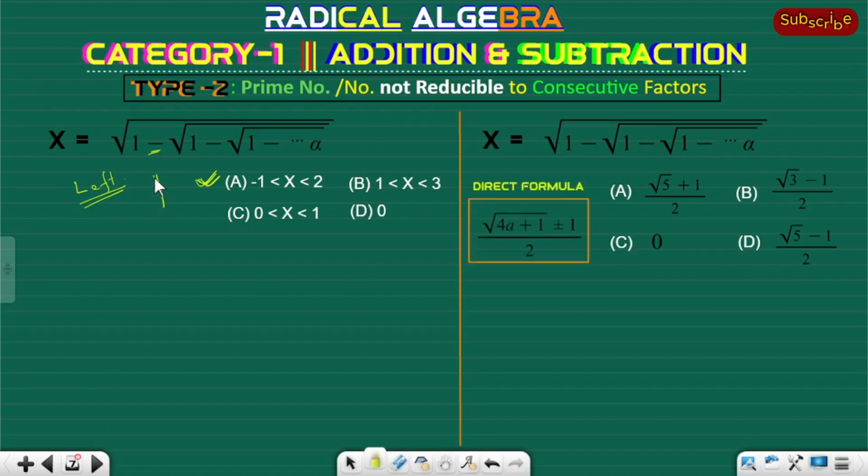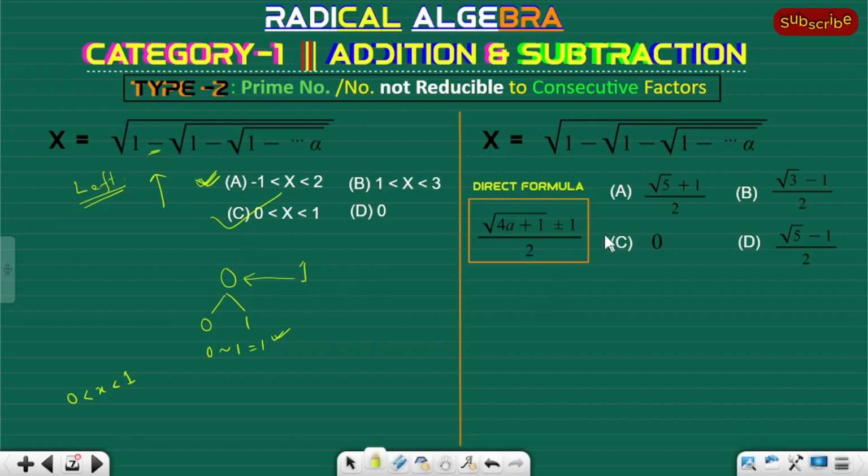Let's see this one first. Here the number is 1. When we go towards the left, the next number is 0. So 0 has two factors, 0 and 1. 0 and 1 differ by 1, which fulfills the condition. So the answer X lies between 0 and 1. Is there any option 0 less than X less than 1? So C is the answer here.